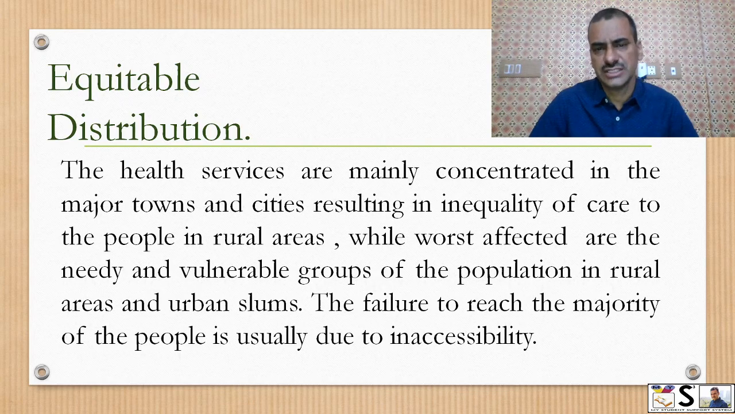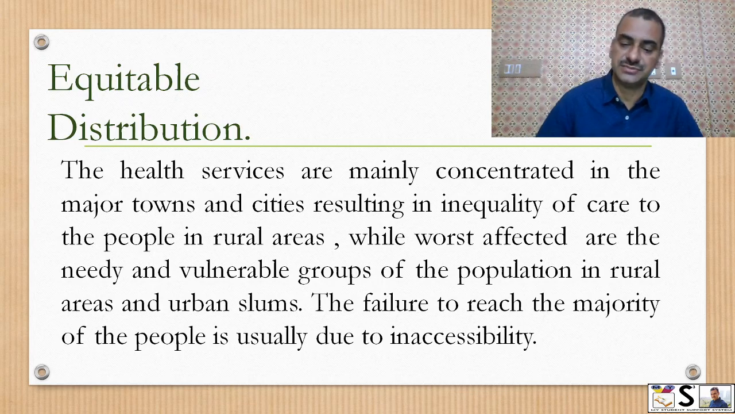The health services at present are mainly concentrated in the major towns and cities, resulting in inequality of care to the people in rural areas. The worst affected are the needy and vulnerable groups, the people who are living in rural areas and urban slums. The failure to reach the majority of people is usually due to inaccessibility.